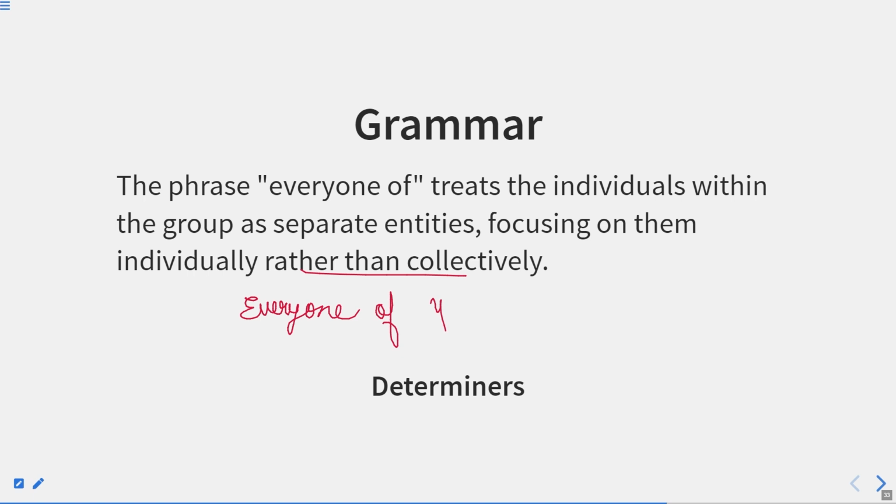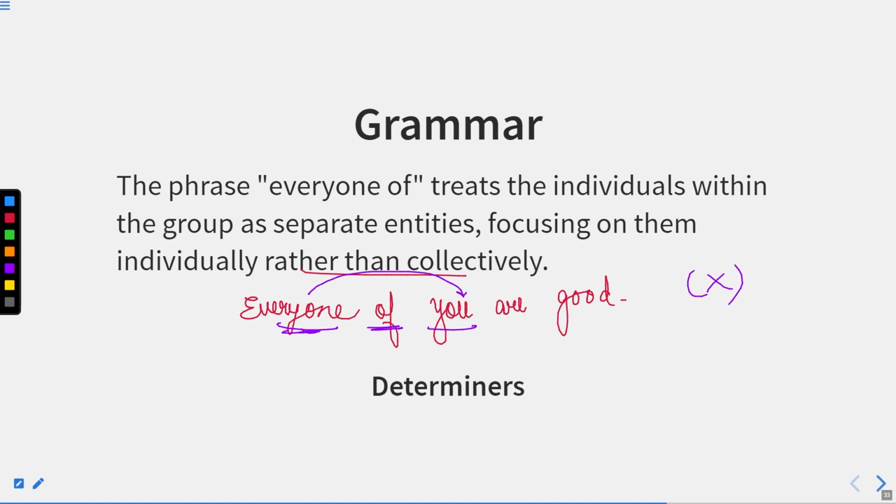you are good. Now, is this sentence correct? No, the sentence is incorrect. How? Because if I say every one of you, now you must be more than one, of course. Only after that can I say every one of you. Of means that this is a part of this. It means there is something, you.